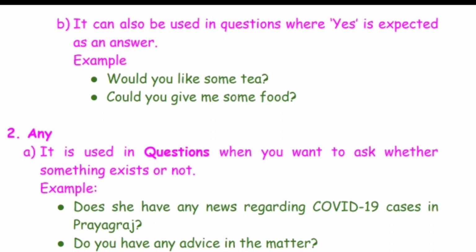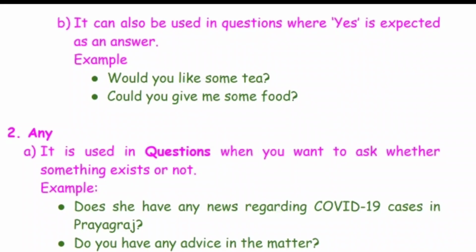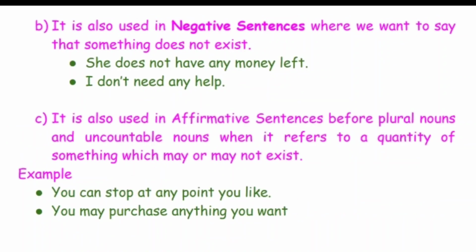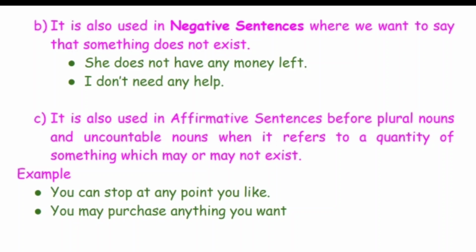In the same way, do you have any advice in the matter? So any advice also shows the same thing, whether something exists or not. Do you have any advice or not? Another important use of any is that it is also used in negative sentences where we want to say that something does not exist. For example, she does not have any money left. Here there is no existence of money. I don't need any help, so there is no need of help.